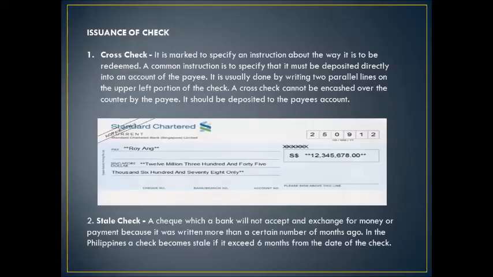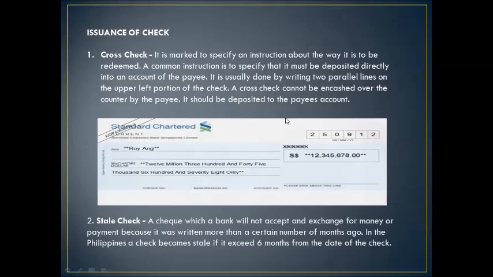Now, let's go to the issuance of check. So sometimes kasi, yung mga banko or yung mga nag-issue ng check, they issue a cross check. So when we say cross check, it is a mark to specify an instruction about the way it is to be redeemed. So common instructions to specify that it must be deposited directly into an account of the payee. So it is usually done by writing two parallel lines on the upper left portion of the check. A cross check cannot be encashed over the counter by the payee. So it should be deposited to the payee's account.